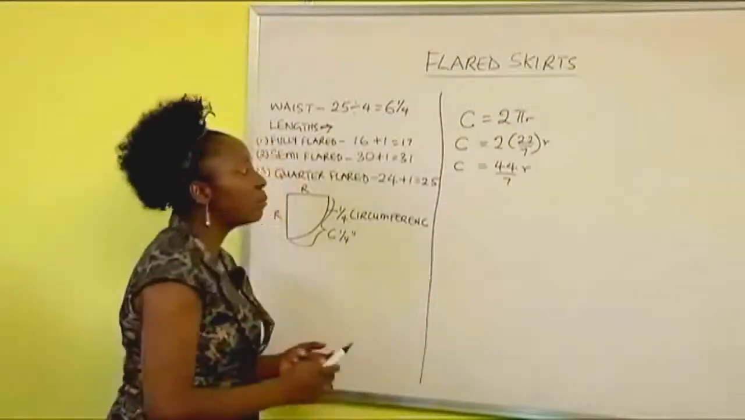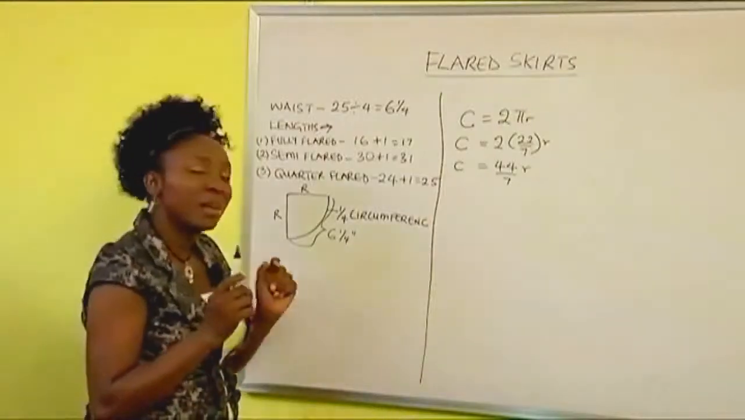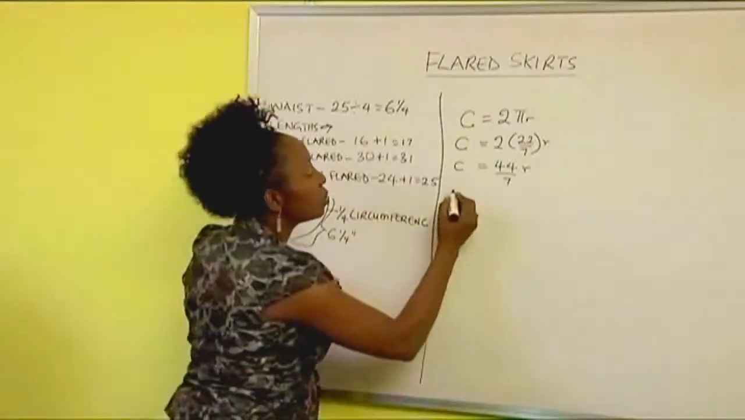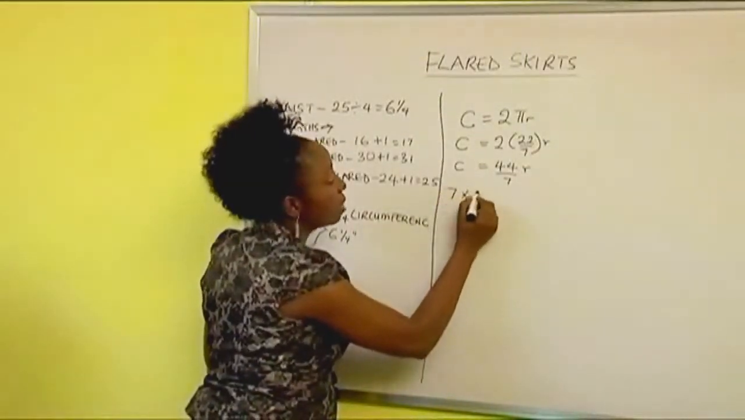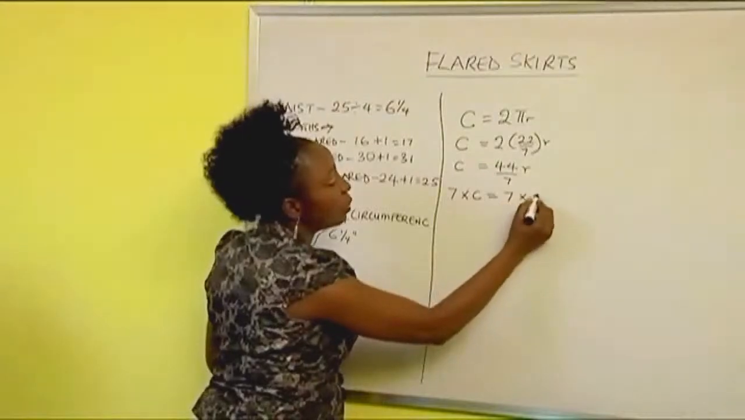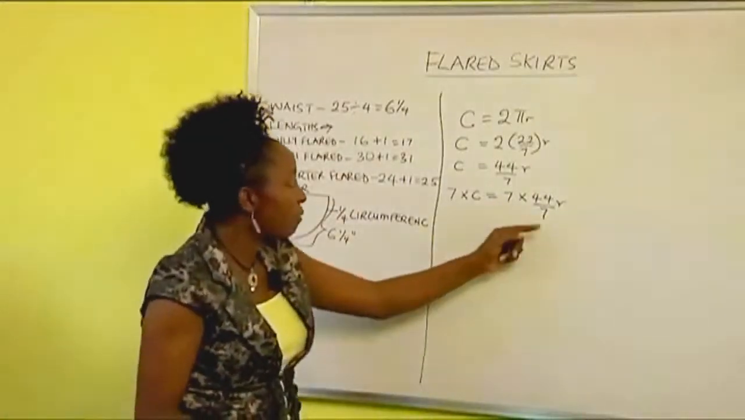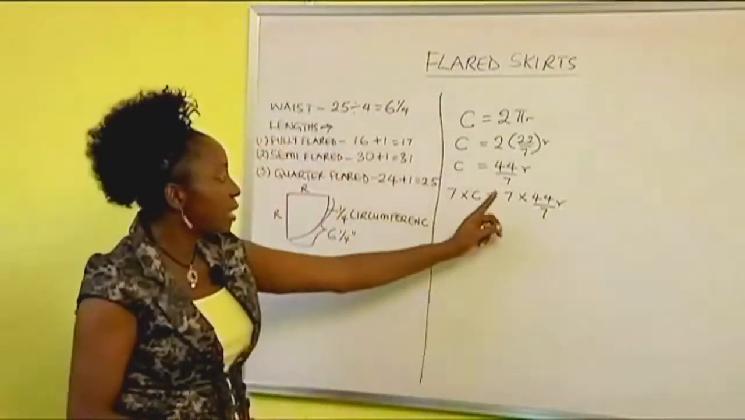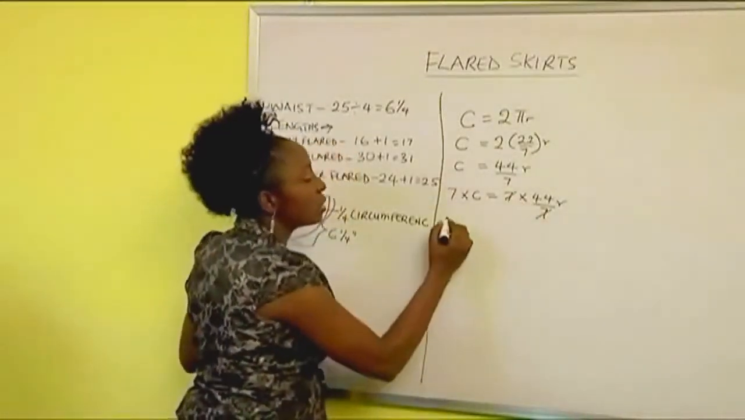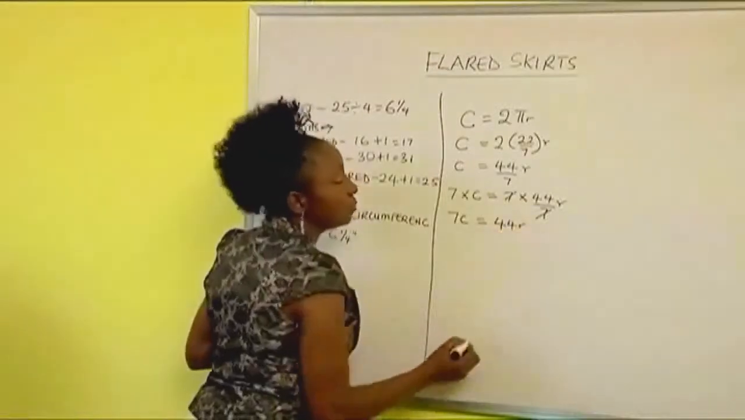Now, after I've done this, I'm going to multiply both sides by 7, because I'm trying to see how I'm going to make r the subject of the formula. So I multiply C with 7, and that will give me 7 times 44/7r. In mathematics, once you have this, you know 7 will cross 7 out, so you cross those out. So when you cross that out, what you're left with is 7C equals 44r.